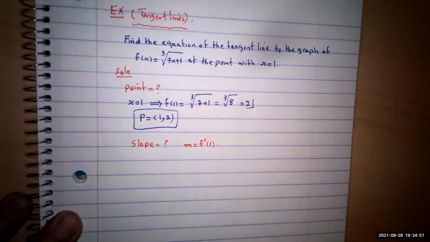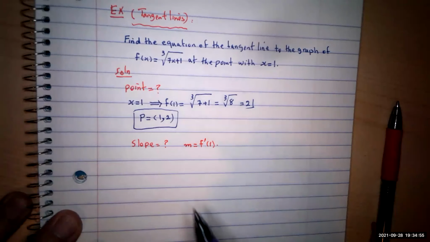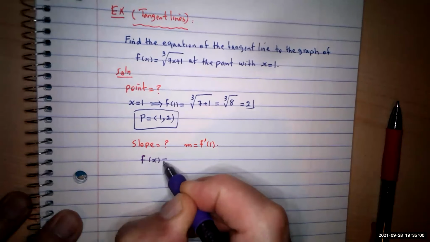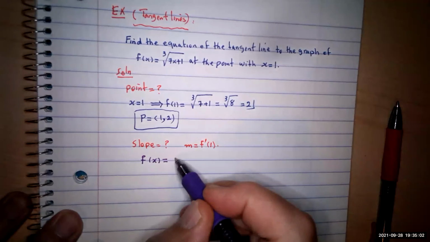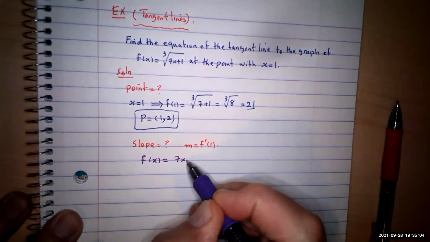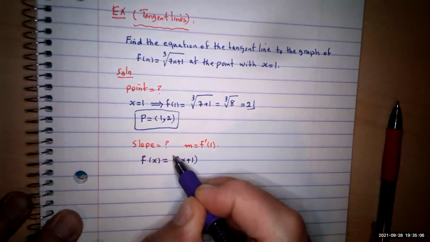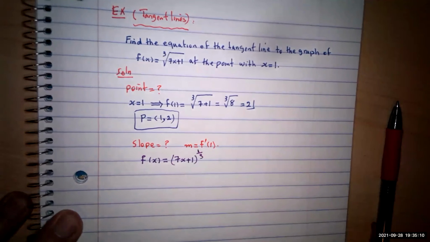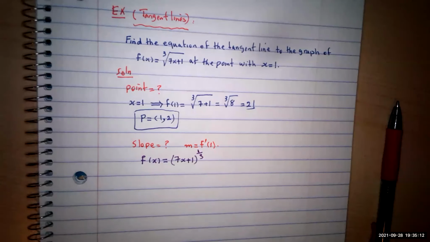But the function is a radical function, so we have to rewrite it, okay? So we have to rewrite the function. This is it: f of x equals, we rewrite it, that's going to be 7x plus 1, everything to the 1/3. Okay, that's your function.